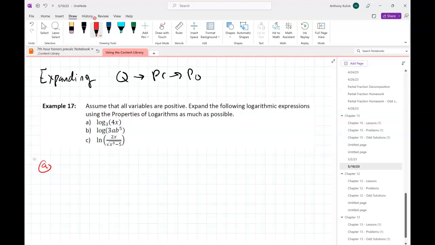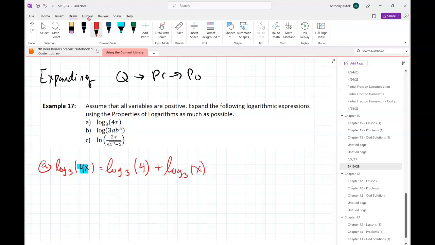So if I look at A, the first thing I do is I want to look for a quotient property. If I look at the 4x, is anything being divided? No, man. So no quotient property. Next thing I look for is a product property. Is anything being multiplied? Definitely. Where's the multiplication occurring? Between the 4 and the x, right? So if I apply the product property, I can say that's log base 3 of 4, and then plus log base 3 of x.